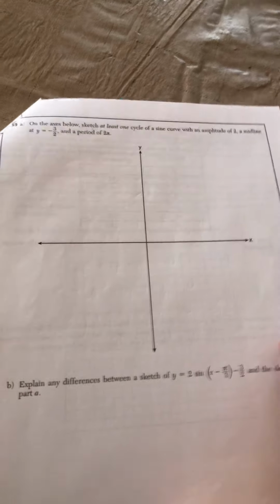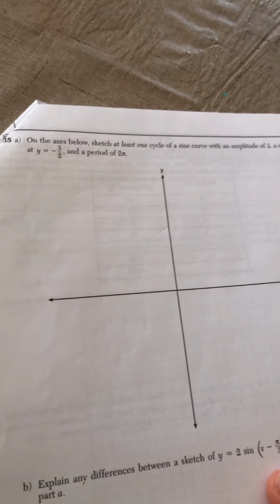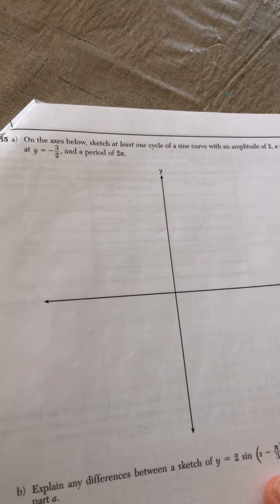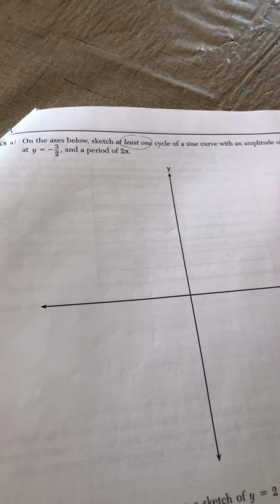Page number 16. I'm pretty sure we did this question on one of your most recent tests or quizzes. So we've got to sketch at least one cycle of a sine curve. Amplitude is 2. Midline, ew, that's -1.5. And a period of 2 pi. So we have to sketch at least one cycle.